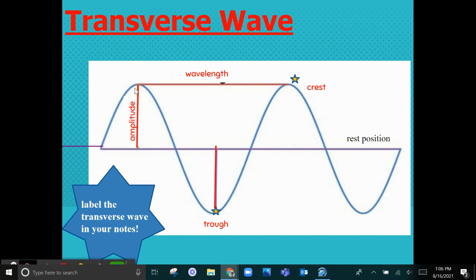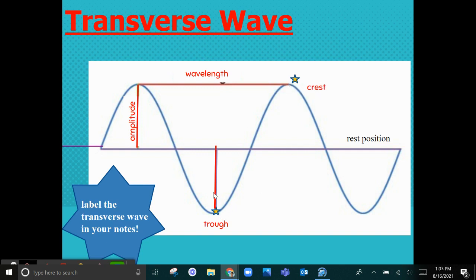So you've got your amplitude. From that middle line up, you're going to draw this red line and write amplitude here. And then you have to draw this line connecting these two crests together, and that's a wavelength. The very top here is called a crest, so label that crest.